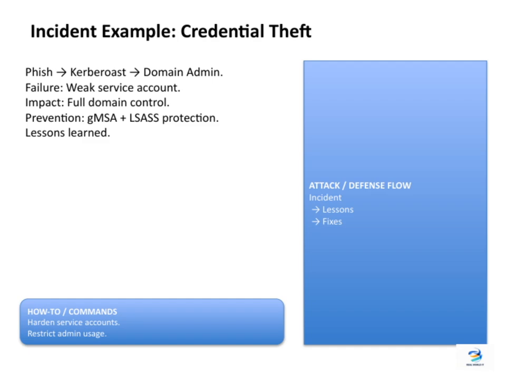Speaking of attacks, a common sequence involves phishing leading to Kerberoasting, which can then escalate to domain admin privileges. If we fail to secure our accounts, say, by using weak service accounts, attackers can gain full domain control, which is a critical risk. To prevent this, we can implement measures like GMSA, or group managed service accounts, and enhance LSASS protection to make credential theft much harder. This slide also emphasizes lessons learned from incidents like credential theft.